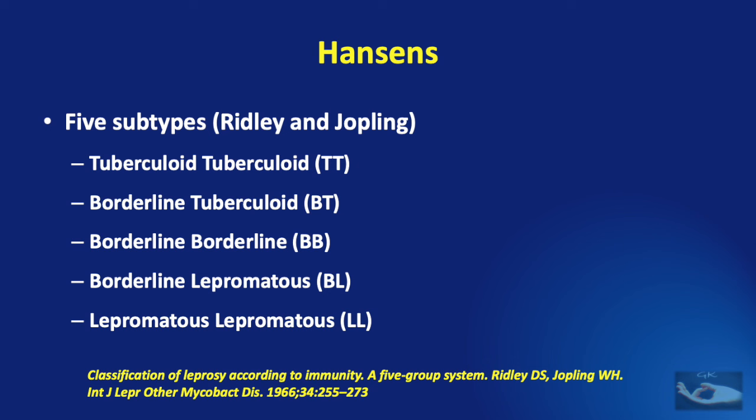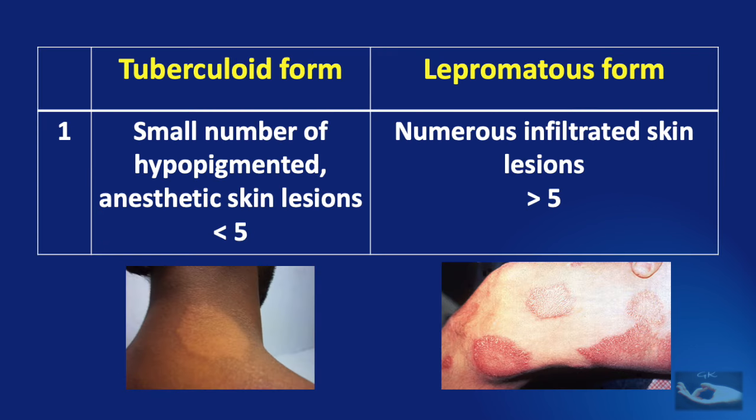Tuberculoid TT, borderline tuberculoid BT, borderline BB, borderline lepromatous BL, and lepromatous, which is LL. Of these, tuberculoid and lepromatous are two ends of the spectrum which we need to understand. The tuberculoid form is characterized by a small number of hypopigmented anesthetic skin lesions, usually less than 5 in number, whereas the lepromatous form is characterized by numerous infiltrated skin lesions, more than 5 in number.